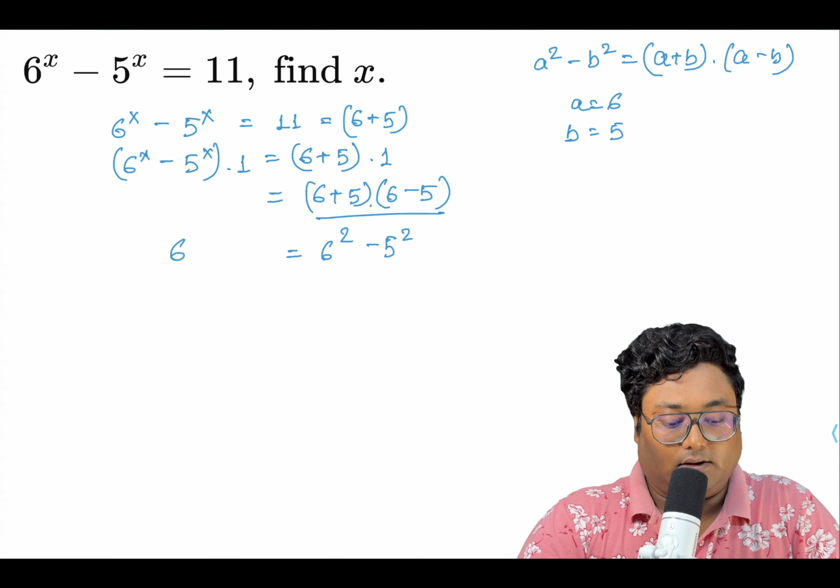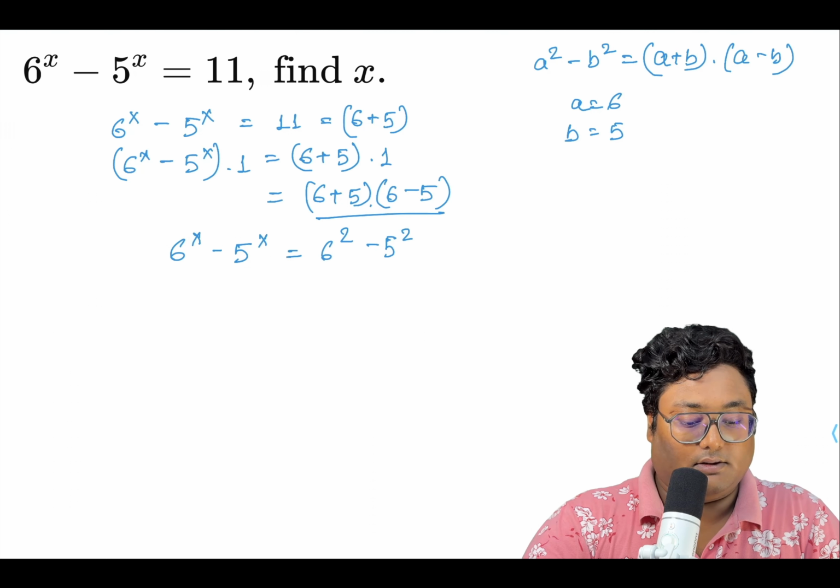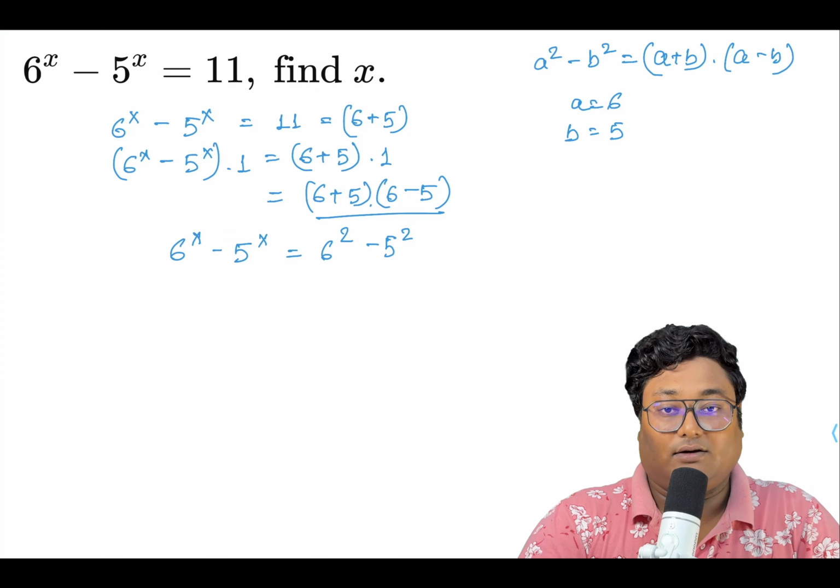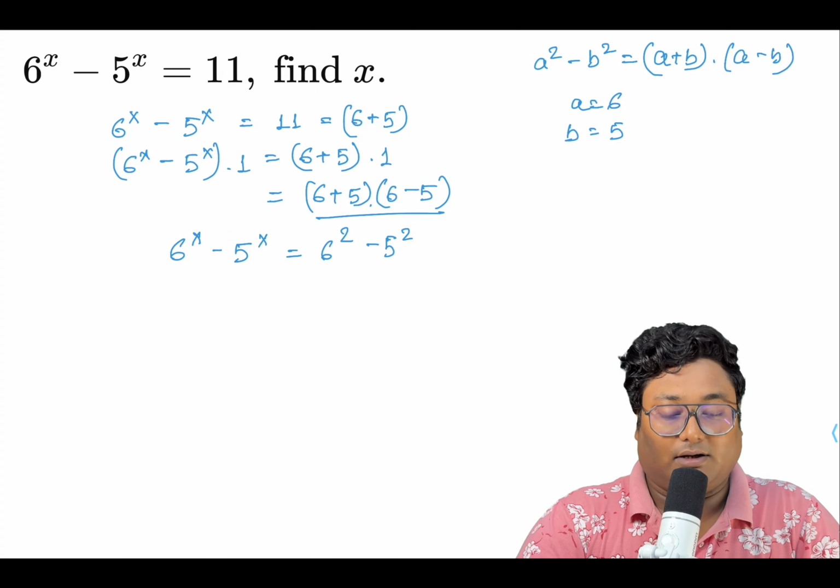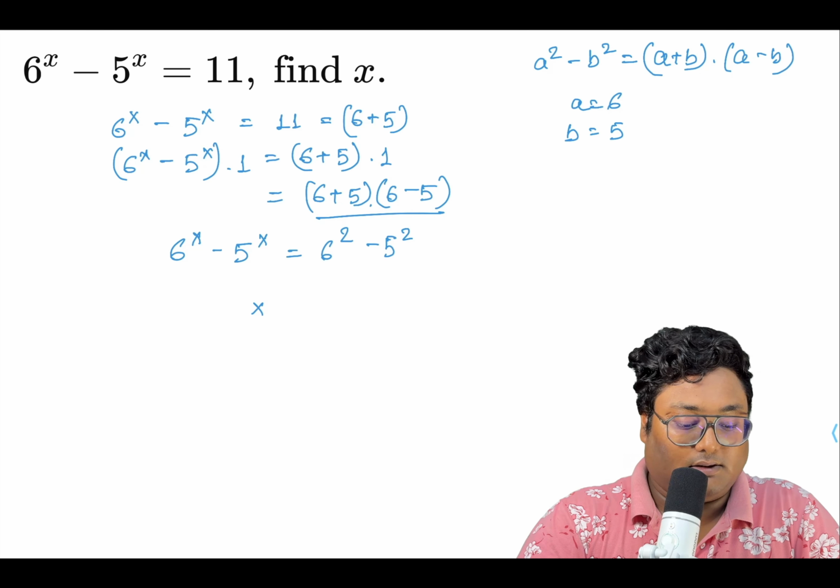And on the left side it becomes 6 to the power x minus 5 to the power x. So you can see over here the 6 minus 5 is equal on both sides. So what we can do, we can write x is equal to 2, which is our answer for this problem.